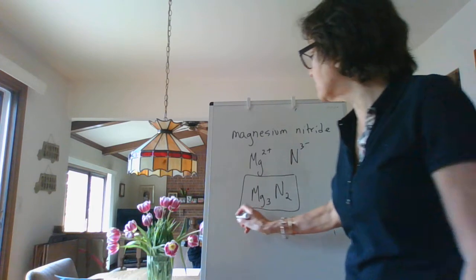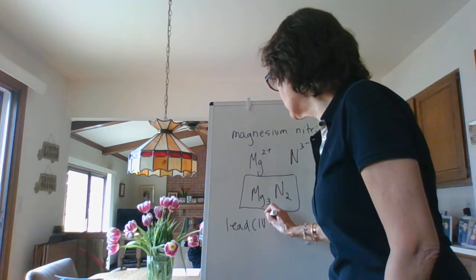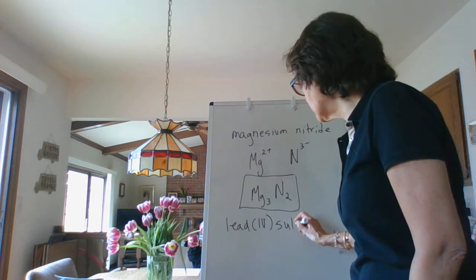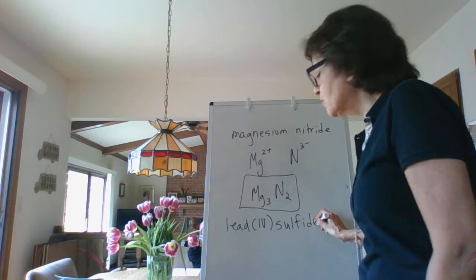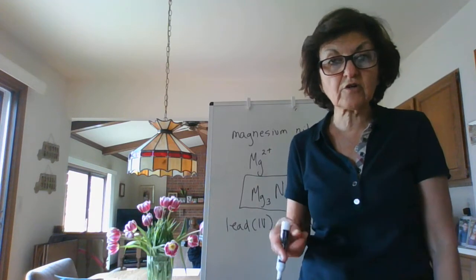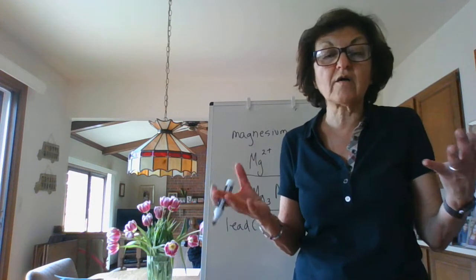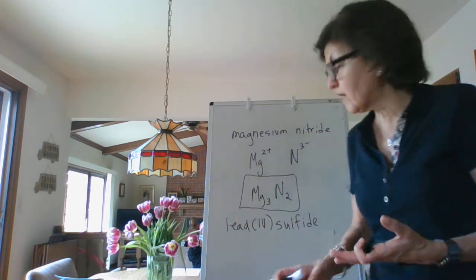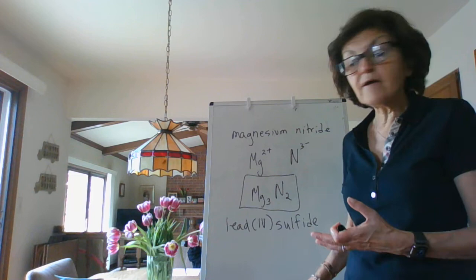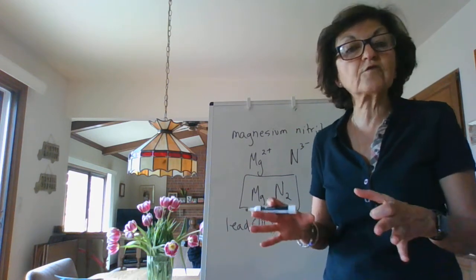Let's say I have something like this. Lead, Roman numeral 4, sulfide. Why do I put a Roman numeral? Because, like I told you guys, anytime you have a variable charged metal, you have to tell me which one you want, which charge you want. You can't just write lead sulfide. Because it could be 4 or it could be 2. So I want lead 4 sulfide.